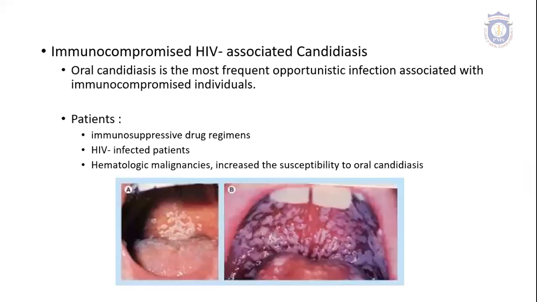So next form will be immunocompromised HIV-associated candidiasis. Oral candidiasis is the most frequent opportunistic infection associated with immunocompromised individuals. So patients on immunosuppressive drug regimens or HIV-infected patients or hematologic malignancies have increased susceptibility to oral candidiasis.